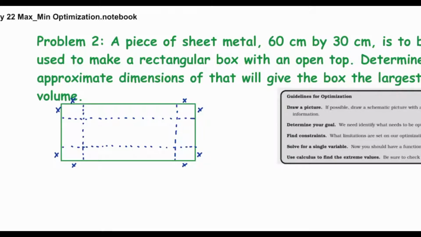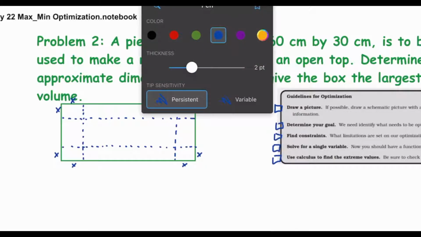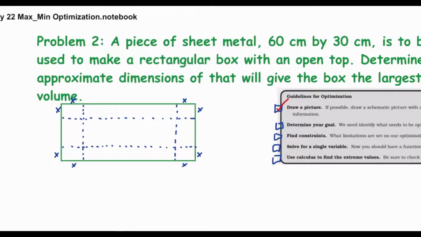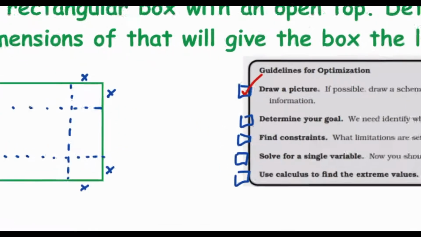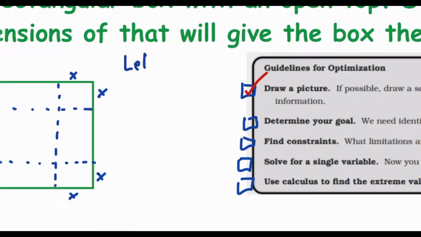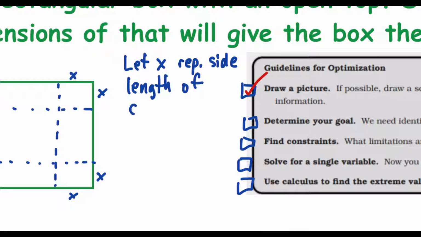So we've actually already started following our guidelines. Just going to make the little check boxes here. We started by drawing a picture. Let's define what we just described in terms of our x. Let x represent the side length of our cutout squares.